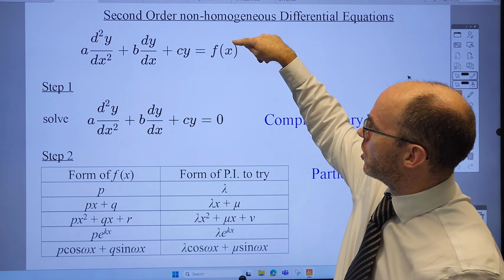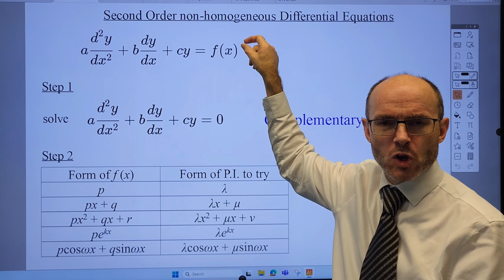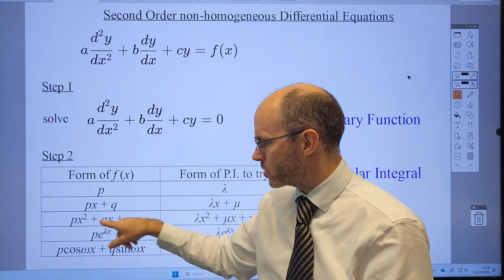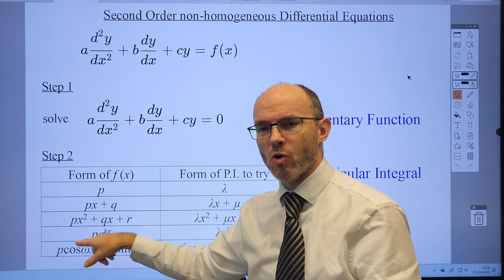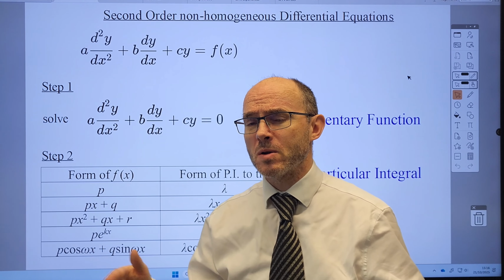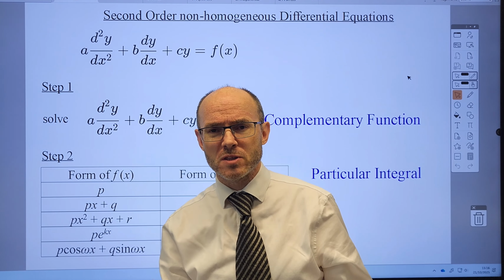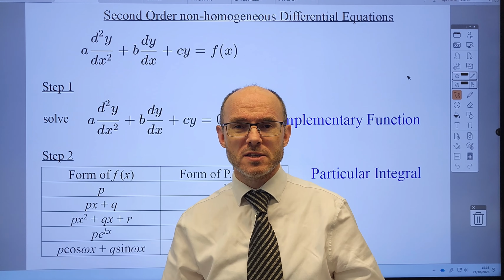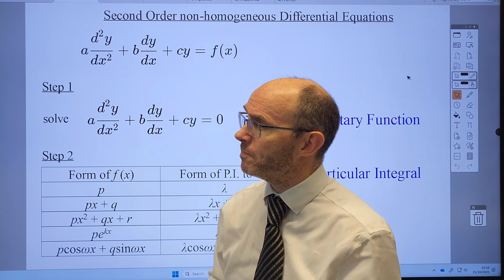So the idea is that on the right hand side you could get equals a constant, okay? You could get equals a linear term, you could get equals a quadratic, exponential, or a cosine or sine. Nothing else in this syllabus. So I'm covering A-level mathematics, further mathematics. These are the only ones that have come up in this particular syllabus. So what I'm going to do is take you through an example of each one.